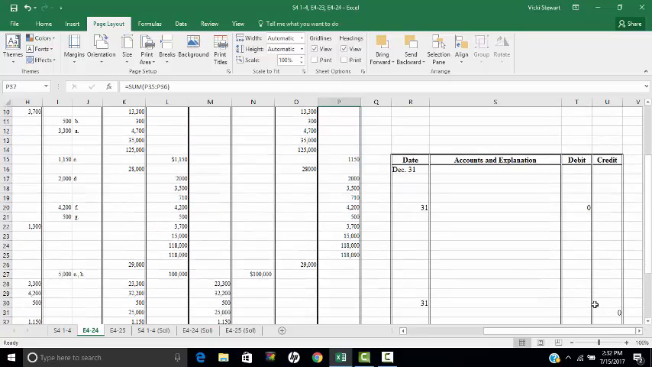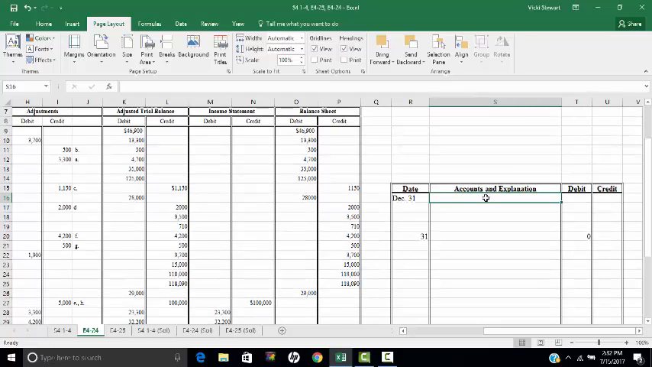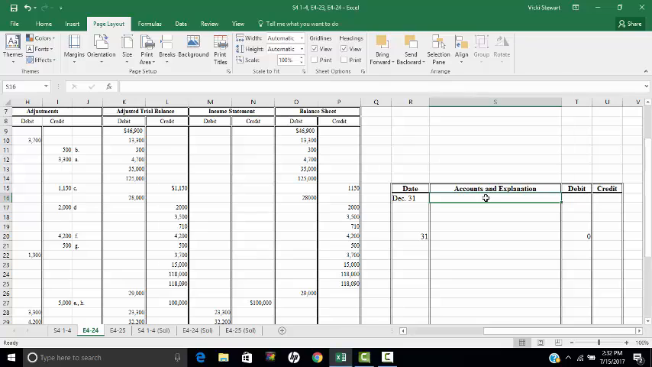The second part of this problem has asked us to prepare the closing entries. So after we would have completed our financial statements, the next portion would be to go ahead and complete the closing entry so we can get ready for the next accounting cycle. The first account we always close is our revenue account, and our revenue account is service revenue, which has a $100,000 credit balance. So if we want to close revenue, we're going to debit service revenue for that $100,000. So that's going to make the service revenue account now have a zero balance.